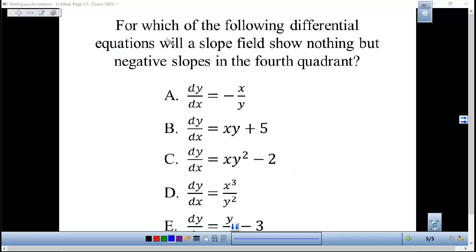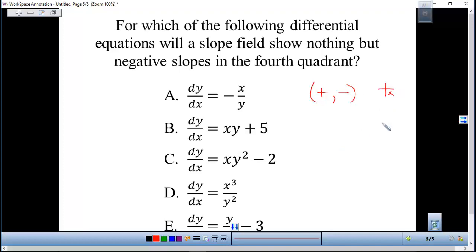All right, so this one says, for which of the following differential equations will a slope field show nothing but negative slopes in the fourth quadrant? Now, remember what we have in the fourth quadrant. In the fourth quadrant, we have x values that are positive, we have y values that are negative.